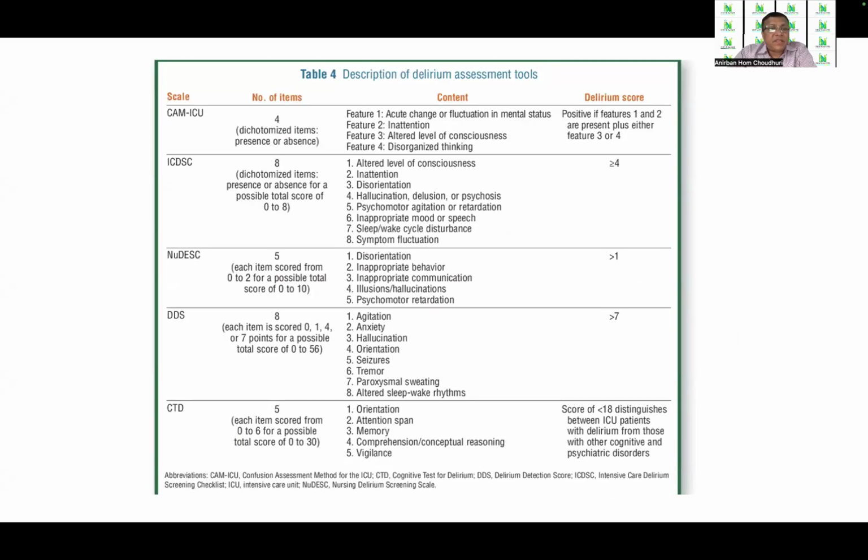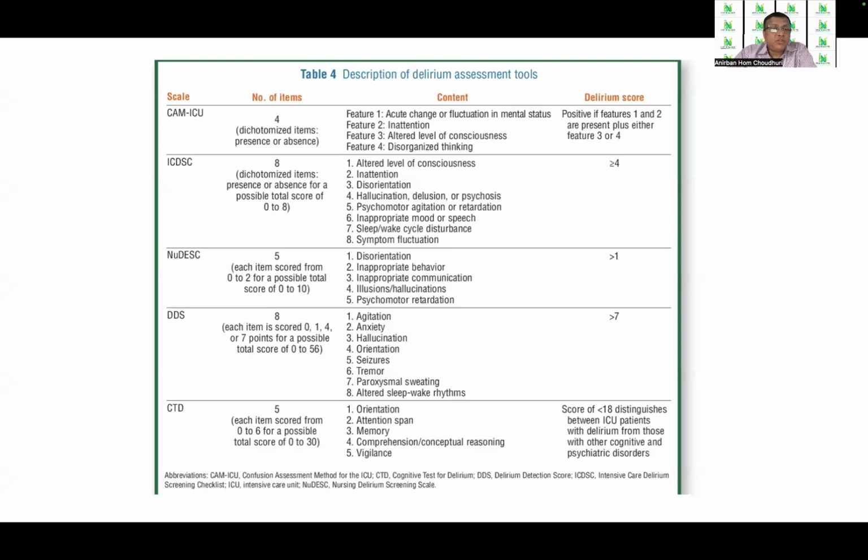So if you compare the CAM ICU with others, the CAM ICU, of course, is the commonest tool employed worldwide. And its content, as I said, has 4 features depending upon step 1. And a delirium score is positive when features 1 and 2 are present, plus either feature 3 or 4. That is 3 or more. In ICDSC, there are 8 dichotomized items, presence or absence, for a possible score of 0 to 8. And the delirium score is confirmed when it is equal to or more than 4.